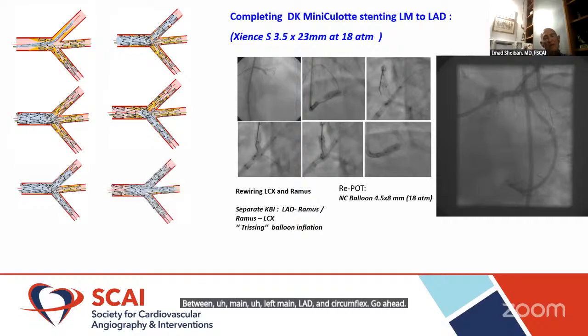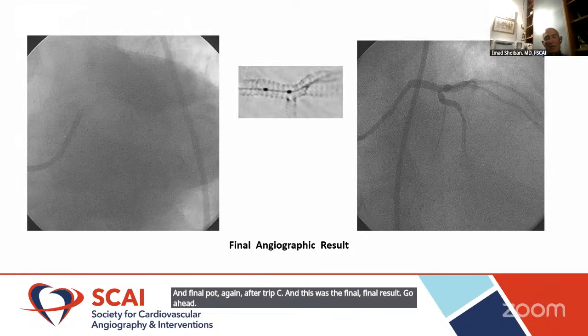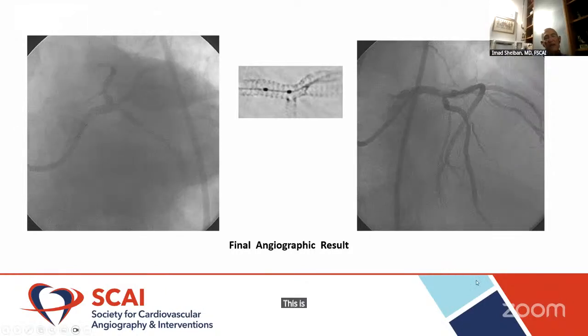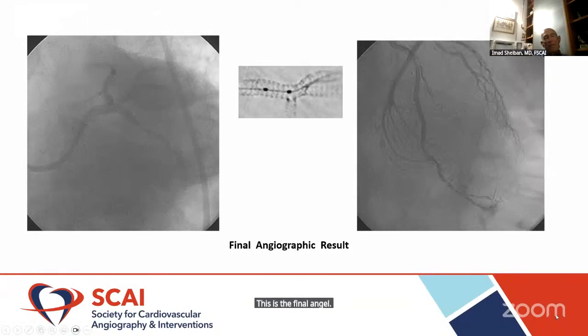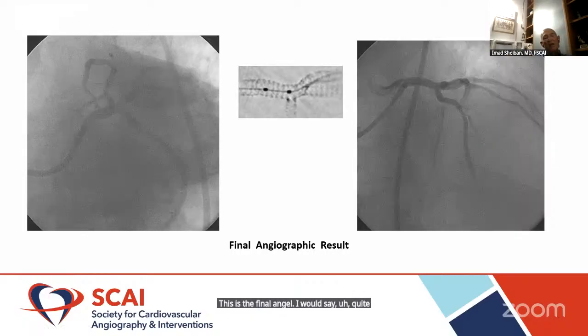Then trips inflation, trips kissing, 3 balloons simultaneously. And final POT again after trips. And this was the final result. This is the final angio. I would say a very good result.